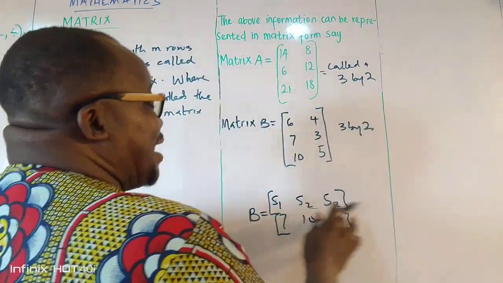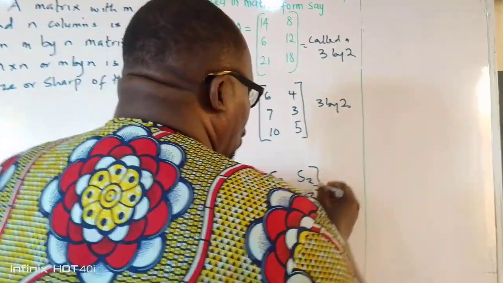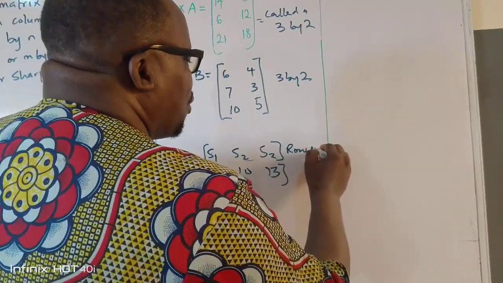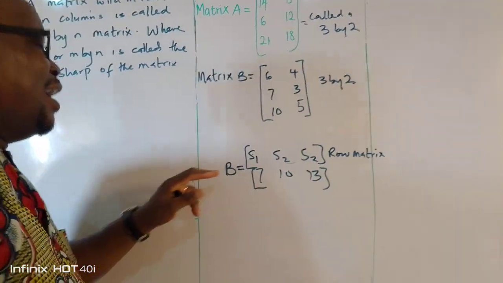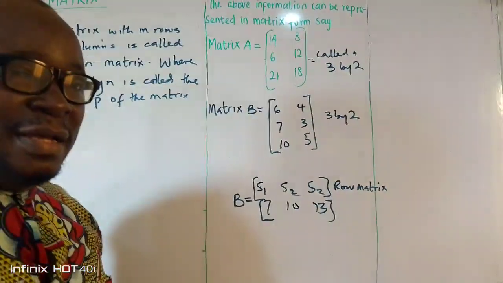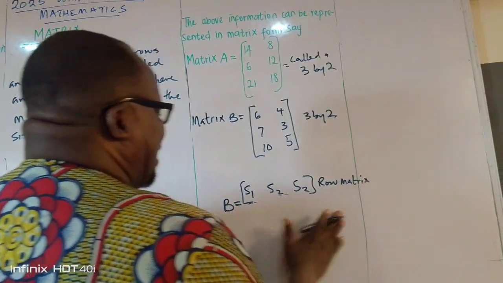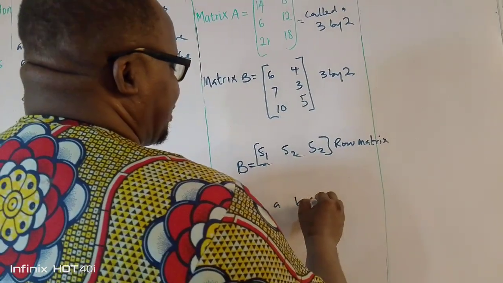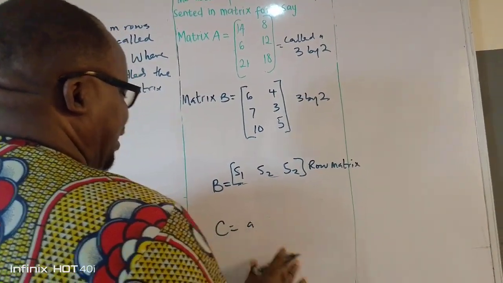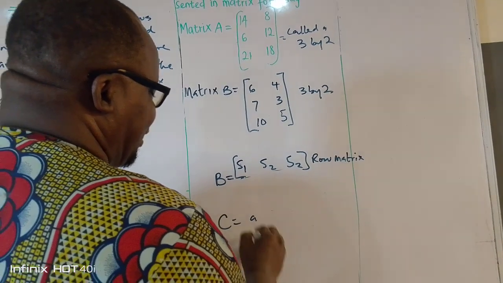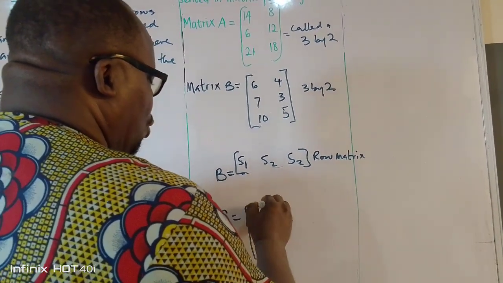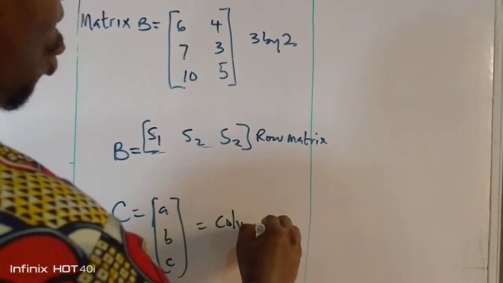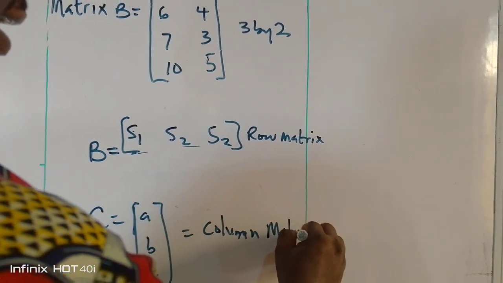The one here is actually called a row matrix. A what? A row matrix. Okay? Why is it called a row matrix? Because everything is arranged horizontally. The same way, if I consider a matrix that looks like, I say C, and I have A, B, C, like forming a single column, it is called a what? A column matrix. Is that taken?